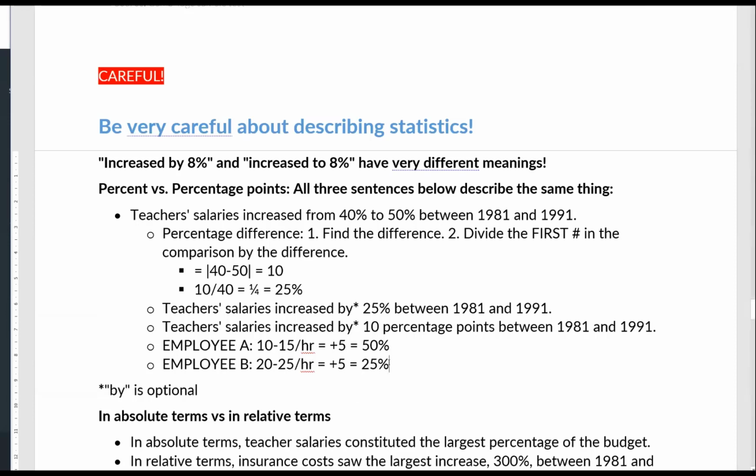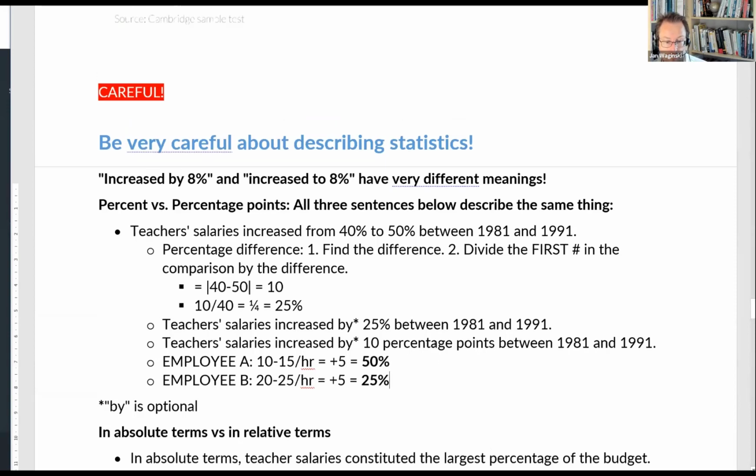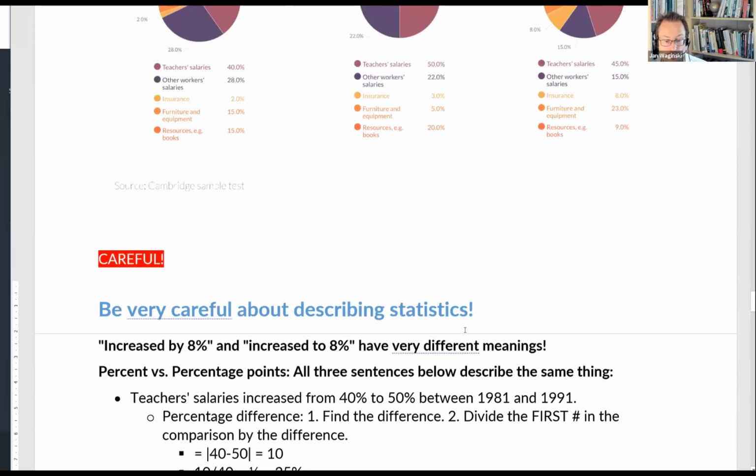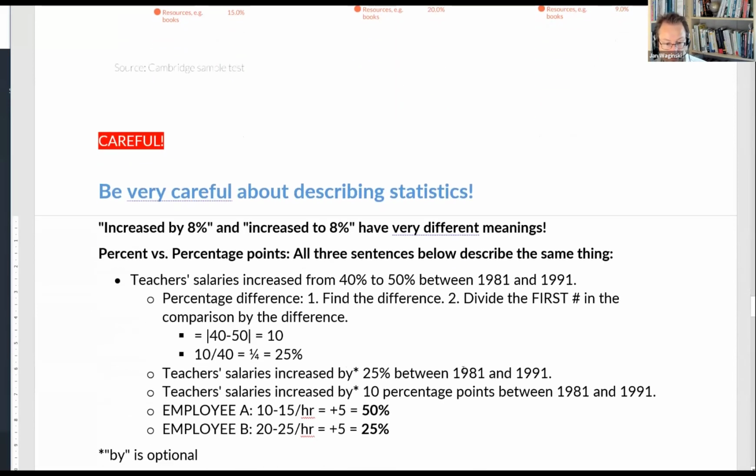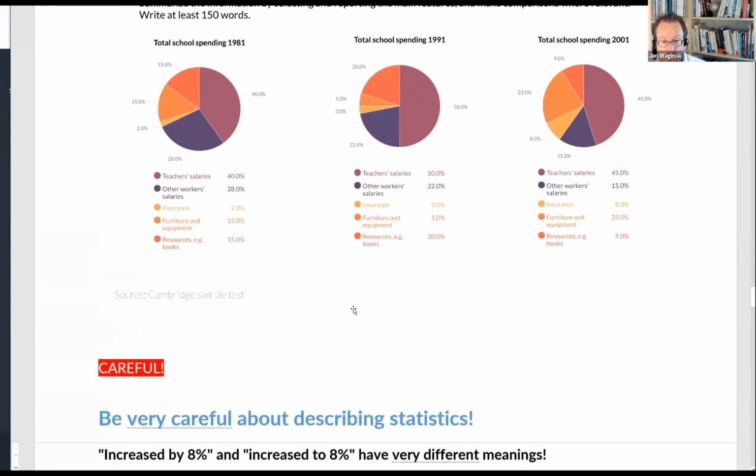Then there's a meaning. Employee A, for them, it was worth twice as much as for B, right? Knowing how to do this reveals different patterns and comparisons in the data.